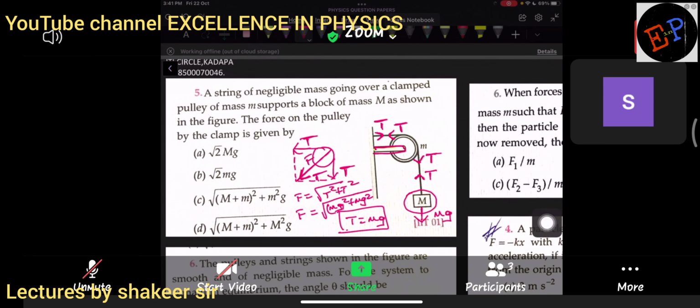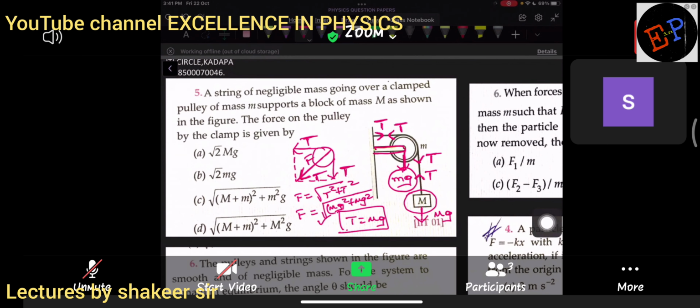Then the pulley is also having some weight. The weight of the pulley is acting in downwards direction. And what is the mass of the pulley, small m or capital M? The mass of the pulley is small m. So small mg is acting in downwards direction. So totally how many forces are acting? One force is this F and another force is small mg. So these many forces are acting on the pulley.